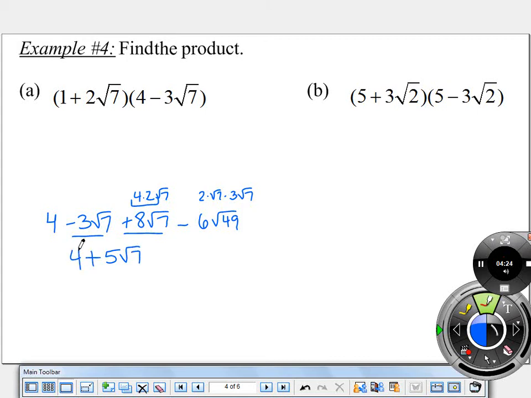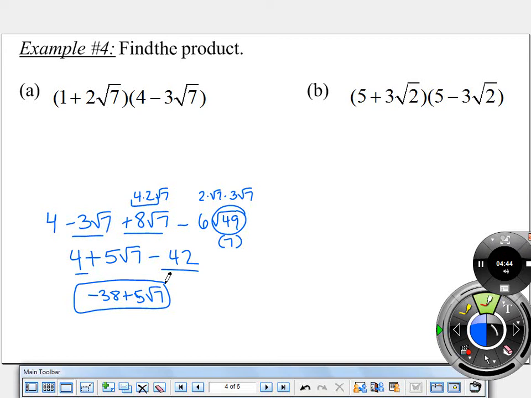And then we have our 4. And then here, this is really 7, and 6 times 7 here is 42. So 4 minus 42 would be negative 38. And then we have our 5 rad 7. And these are not like terms because they have different radicals, so we can't combine them together.